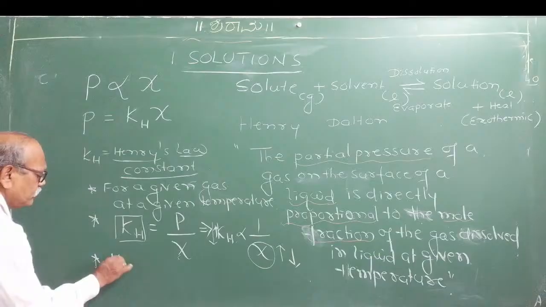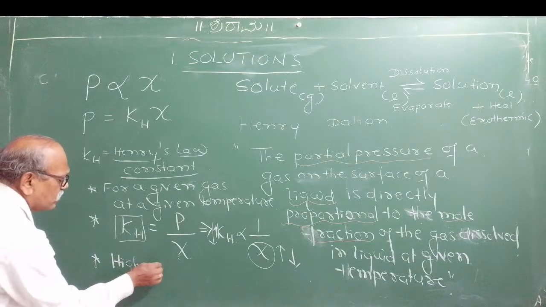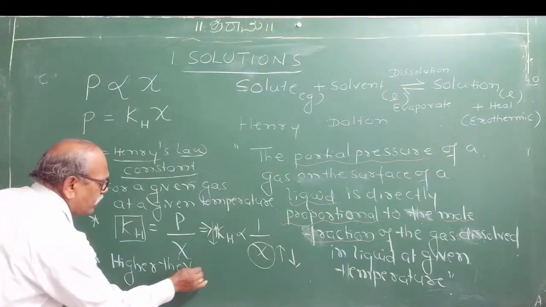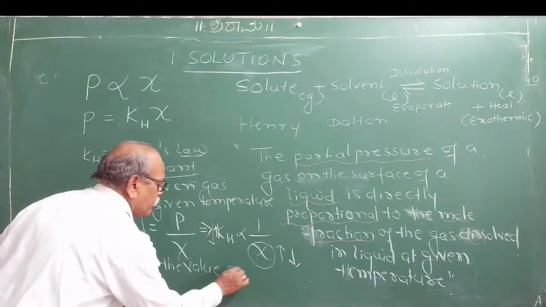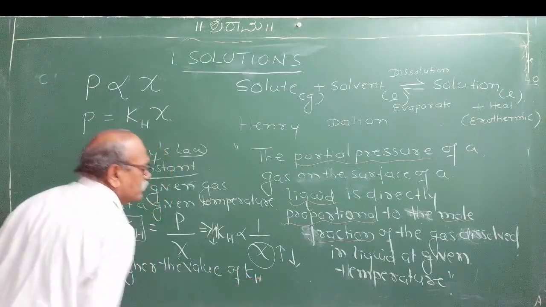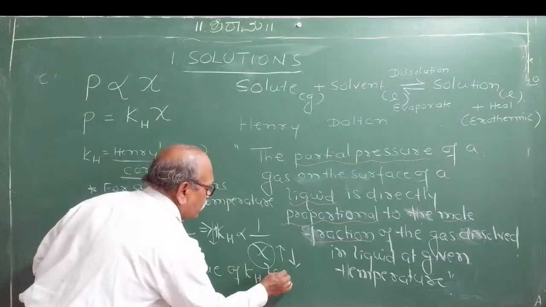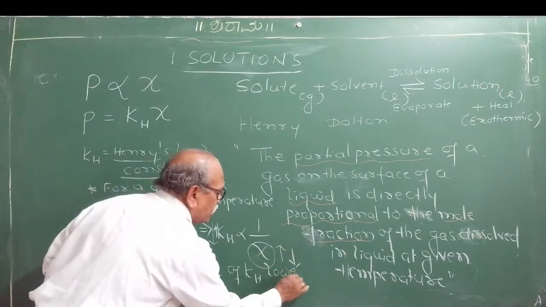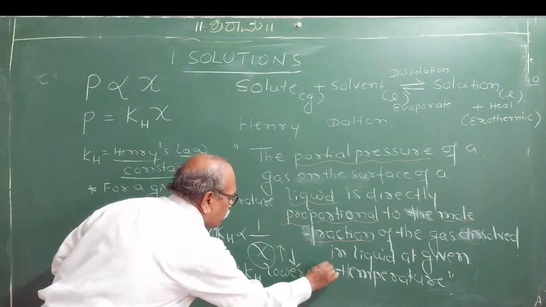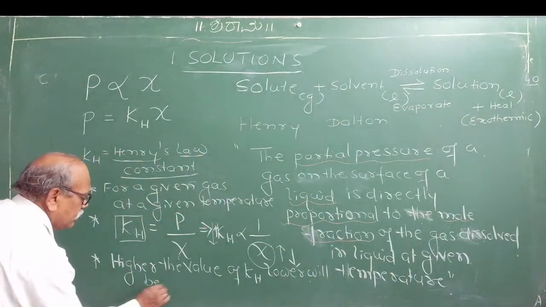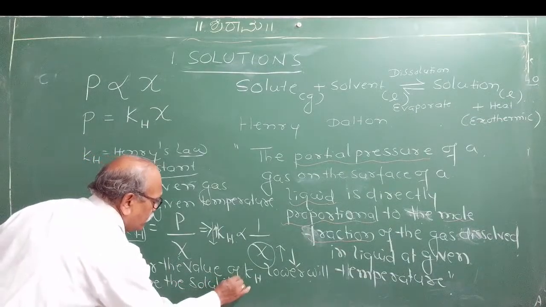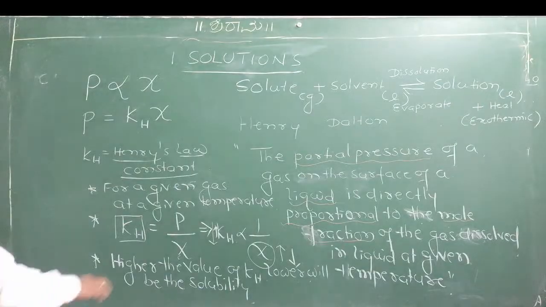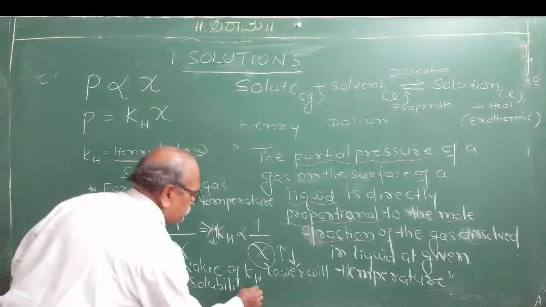Remember, the higher the value of Henry's law constant, the higher the value of KH, the lower will be the solubility. Remember, this mole fraction is solubility. Lower will be the solubility of the gas. That is the first point you have to remember. Logical questions will appear: higher the value of KH, lower will be the solubility of the gas.